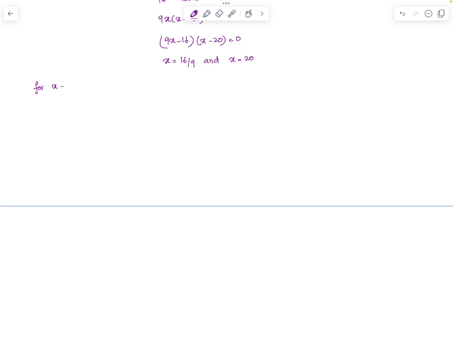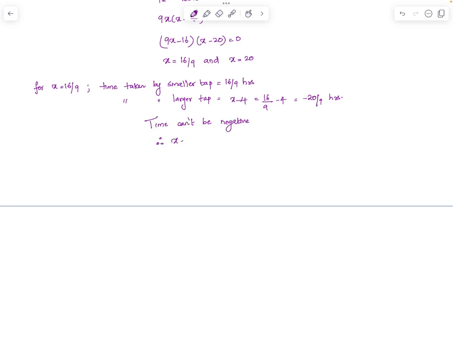For x equal to 16 upon 9, time taken by smaller tap is 16 upon 9 hours. Time taken by the larger tap is x minus 4, which is 16 by 9 minus 4, that is minus 20 upon 9 hours. This cannot be considered as time cannot be negative. Therefore, x equal to 16 upon 9 hours is ignored.